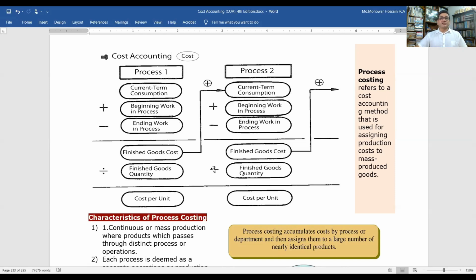The finished goods of process 1 are transferred to process 2 as the raw material of process 2. Current period consumption plus beginning work in progress under process 2, minus the ending work in progress under process 2, gives the finished goods cost of process 2. If we divide the finished goods cost by the finished goods quantity, we get the cost per unit in process 2. The finished goods cost of process 2 is then transferred to the finished goods item. So that is the process.